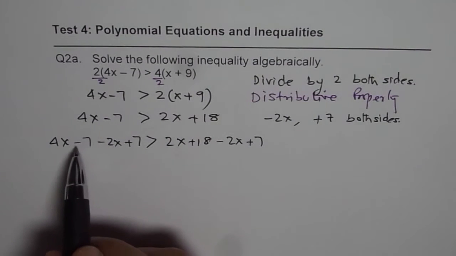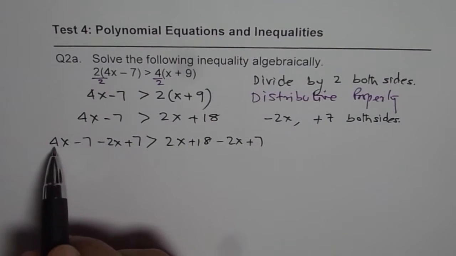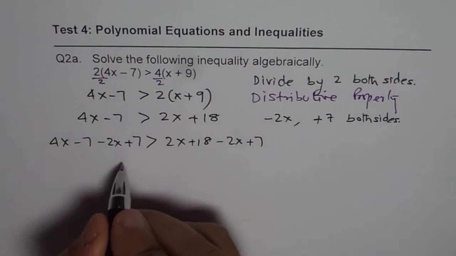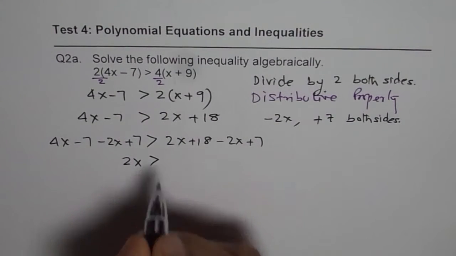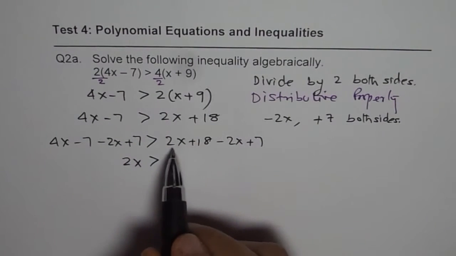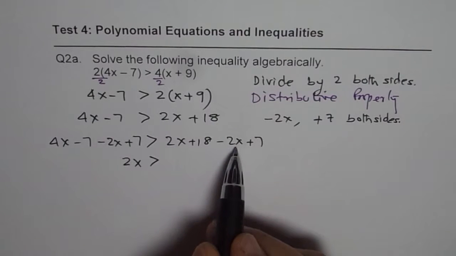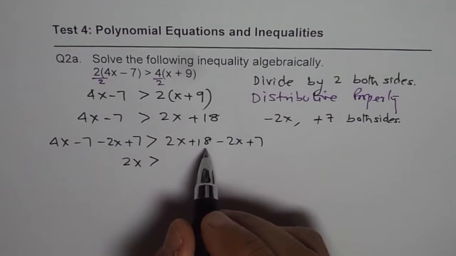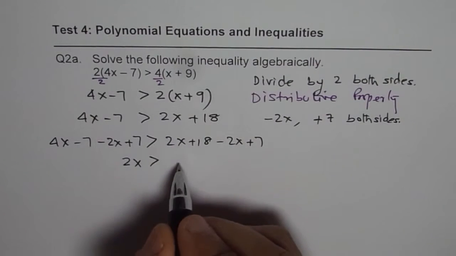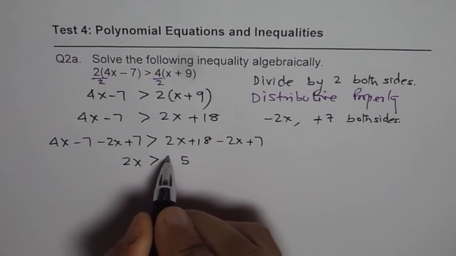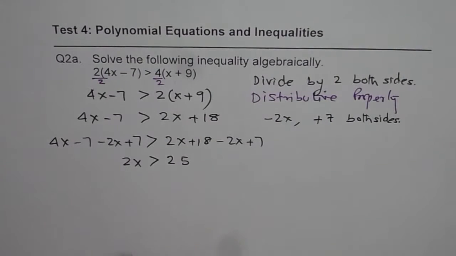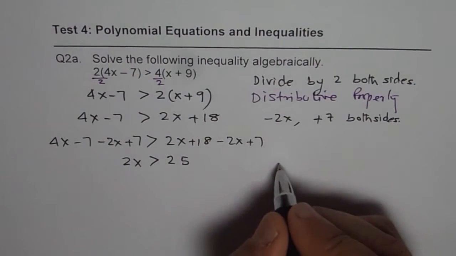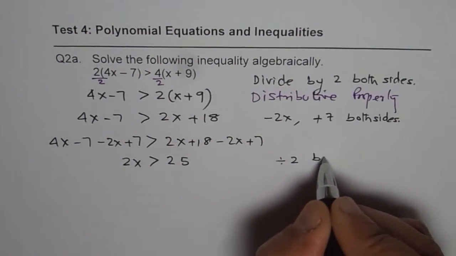So when you do that, minus 7 plus 7 is 0. So you are left with 4x minus 2x, which is indeed 2x, greater than. On this side, the variable term gets cancelled off and you got 18 plus 7, right? So 18 plus 7: 8 plus 7 is 15, 5 and 1 gives you 25. Now you can divide by 2, right? So we'll divide by 2 both sides.